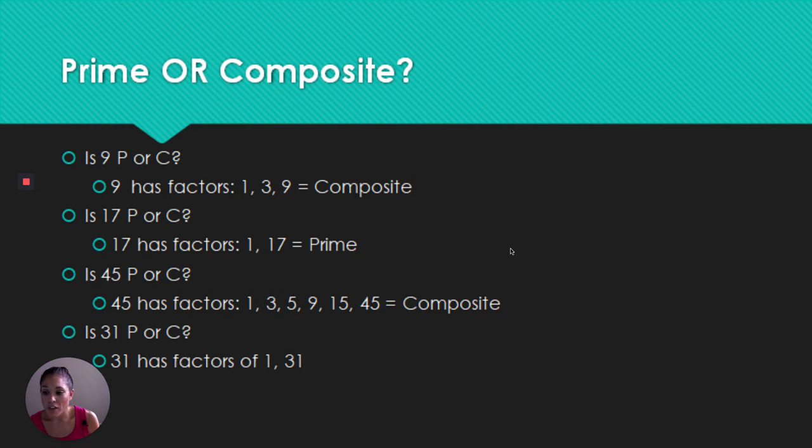Is 45 prime or composite? 45 has factors 1, 3, 5, 9, 15, 45. So it is composite. Is 31 prime or composite? 31 has factors of 1 and only 31.